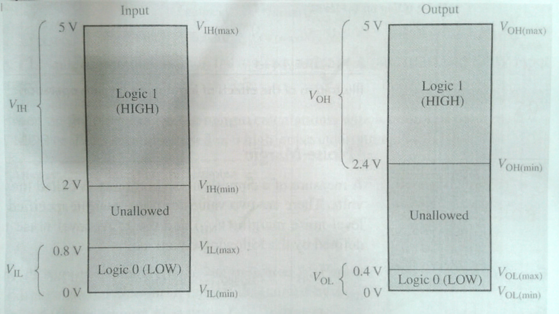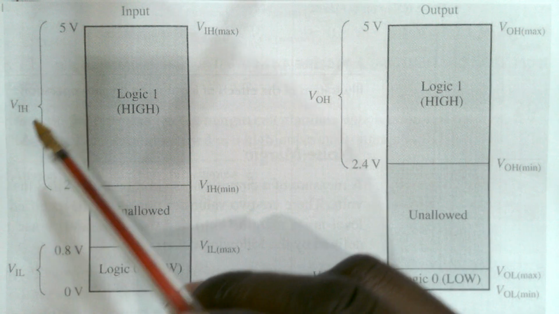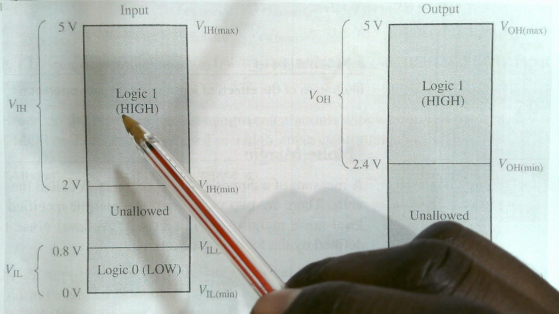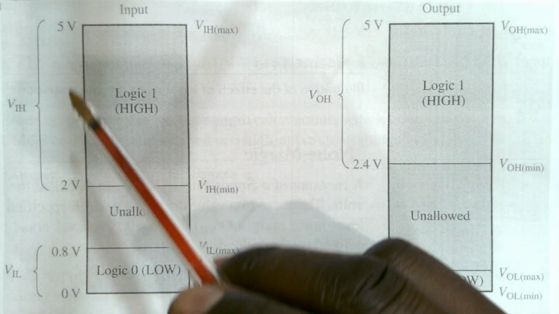Finally, let's look at TTL technology, input and output side. In the case of TTL, it's plus 5 volts. VIH has a wider range than plus 5 volts CMOS technology. So the range is 2 volts to 5 volts.